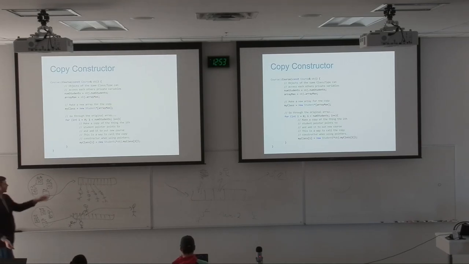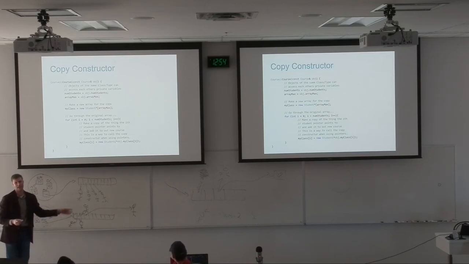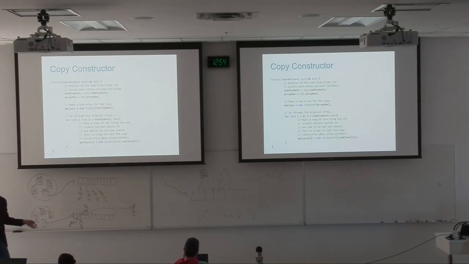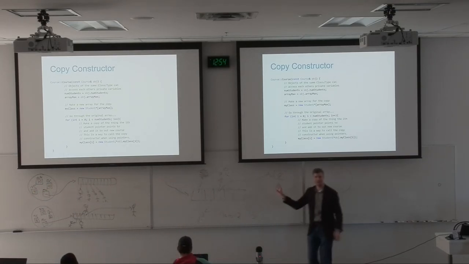Would I have been happy with a new array that points to the same student objects? Maybe. In this case, I didn't want that. I wanted to make an actual copy. So this is the deep copy. This is good in our scenario. Any questions about this concept?